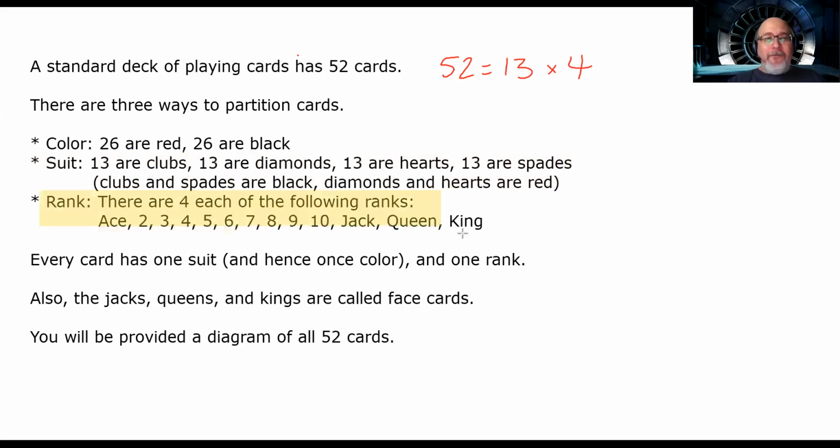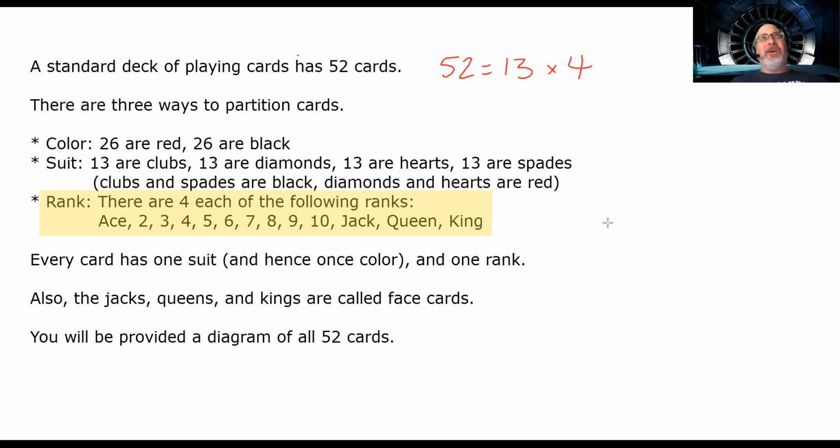Number 3 is rank. There are 4 each of the following ranks: ace, 2, 3, 4, 5, 6, 7, 8, 9, 10, jack, queen, king. Now, the order of the cards is irrelevant. Typically, 2 through 10 are in that order. And then after 10, it usually goes jack, queen, and king.